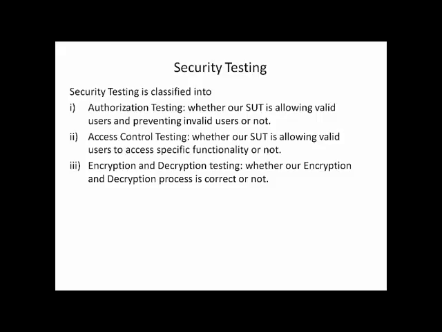Next we have access control testing. Here we check whether our SUT is allowing valid users to access specific functionality or not. If the application has valid users who are accessing specific functionality or not, we can check in access control testing. Then encryption and decryption testing. Whether our encryption and decryption process is correct or not, we can check here.